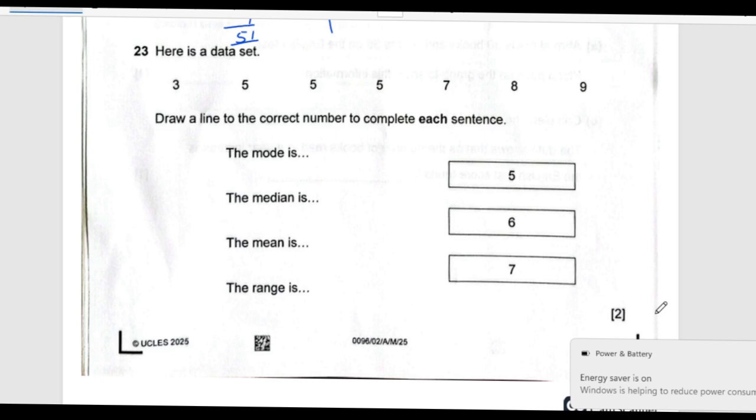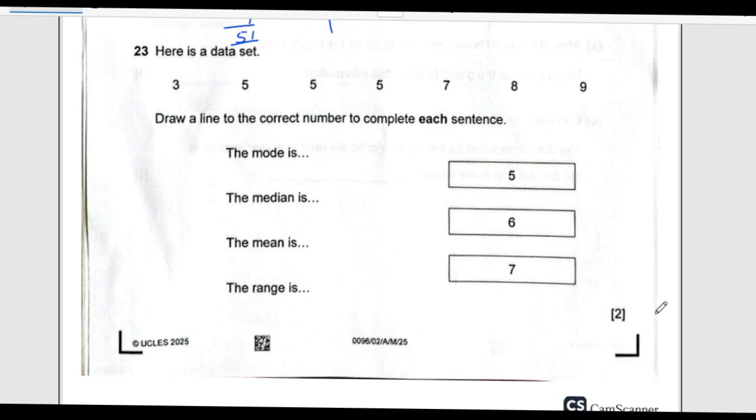Draw a line to the correct number to complete each sentence, right. So, now we need to see which one is mode and which one is median and mean and the range, right. So, now to find out the mode, what is mode? Mode is the number that occurs the maximum number of times, right.